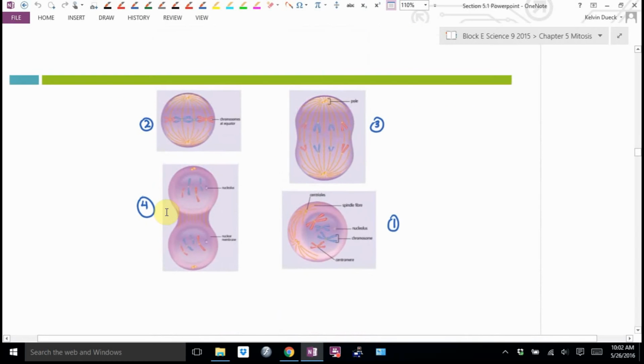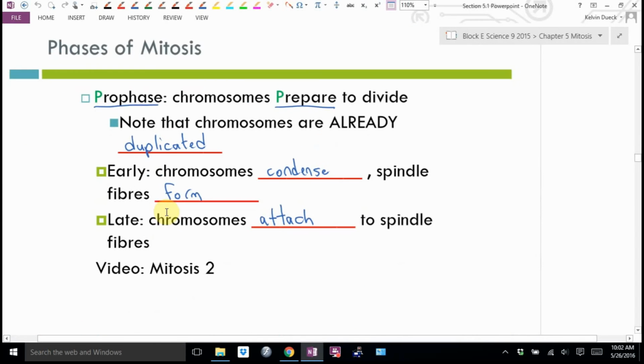Here we go. We did a little picture. We put them in order. We started out, I think this is where we left off. We said the first one is called prophase. How do you remember this is the first one? Listen closely. In prophase, you're preparing to divide. Prophase, prepare. Prophase, prepare. Okay? That's how I remember it.